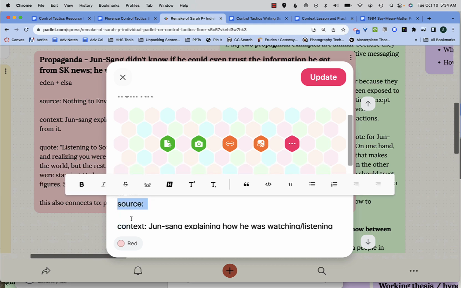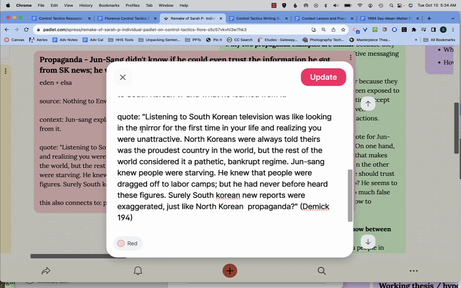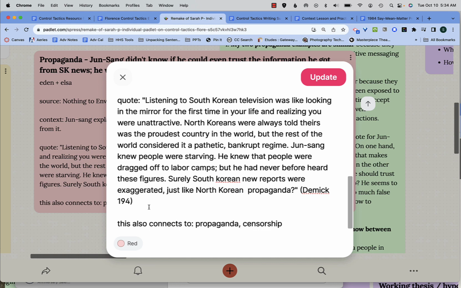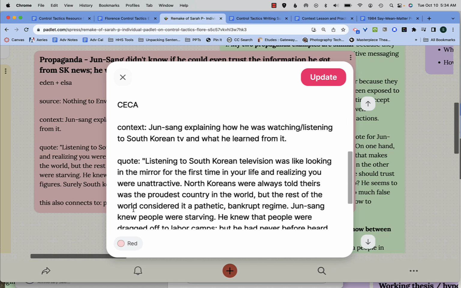Okay, so now I've done my evidence and I have my citation. I can get rid of this. I'm going to need to write some context. Then I've got my quote. Then I need to also write my analysis afterwards. So those are the things that I'm going to build out.